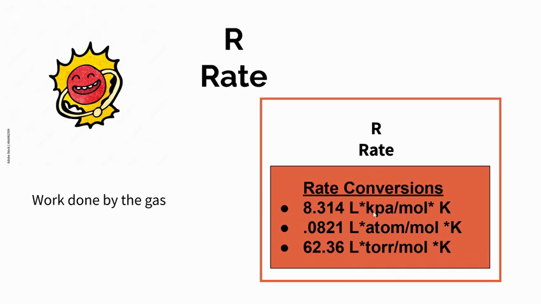If the pressure is in kPa, you would use 8.314. If the pressure is in ATM, you would use 0.0821. And if the pressure is in torr or millimeters of mercury, you would use 62.36. You do not need to necessarily memorize these, but this is a good thing to know, and you will start to become more familiar with them the more problems you do.